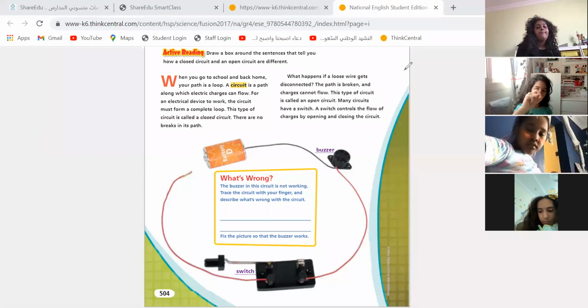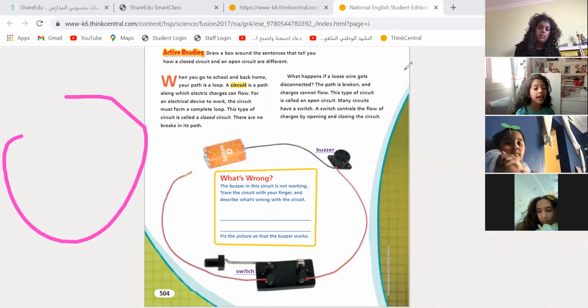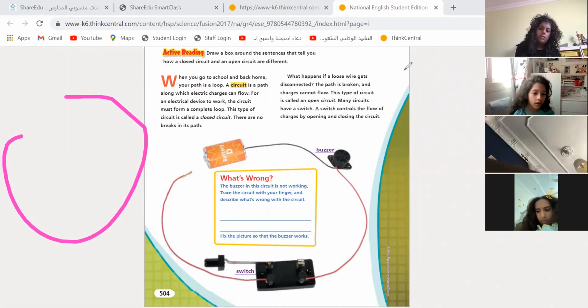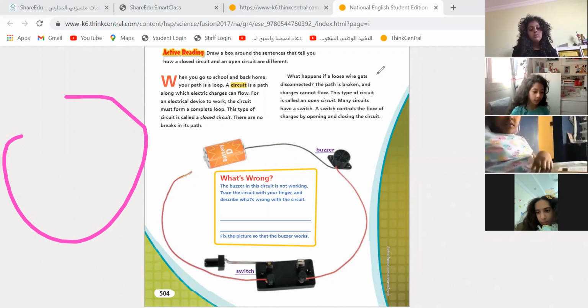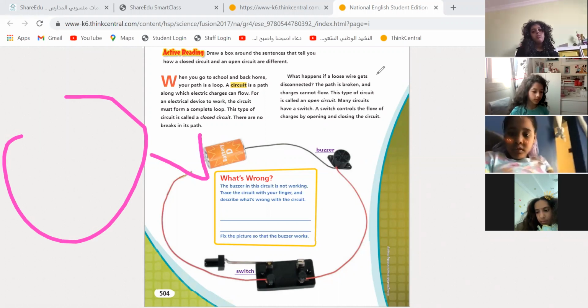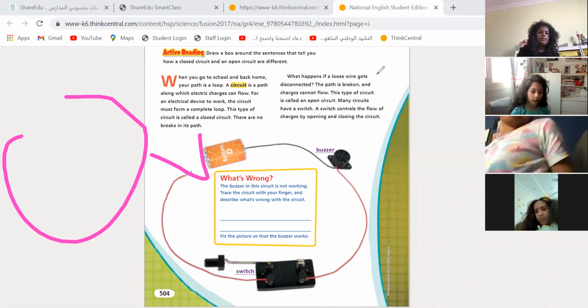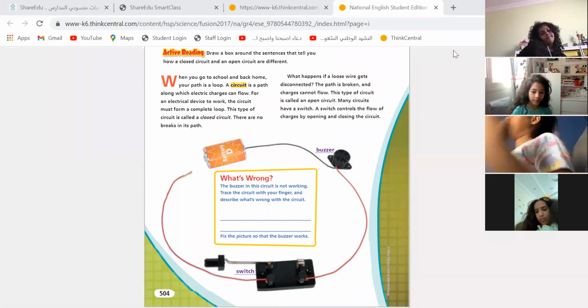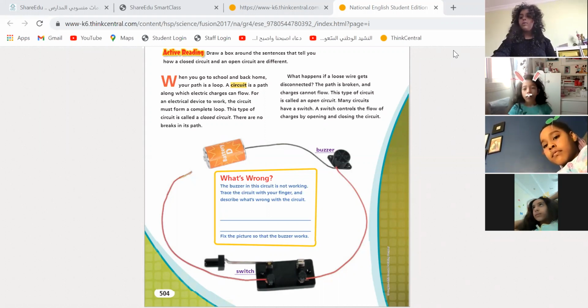Okay. What do we call this circuit? Can you describe this circuit? Incomplete circuit. Excellent. Incomplete circuit, or we can call it an open circuit. Can you see the space? Yes. And it is correct, you can call it both incomplete and open circuit.